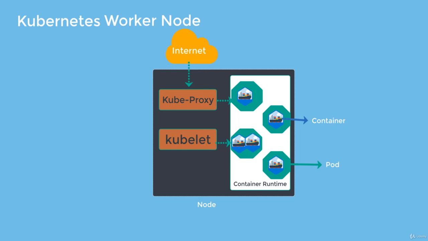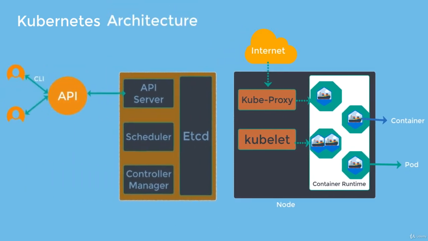Now, let's combine both the master node architecture and the worker node and take a look at it together. In most cases, the master node does not contain any containers. It just manages the worker nodes. Remember that the Kubernetes supports up to 5,000 worker nodes inside one cluster.